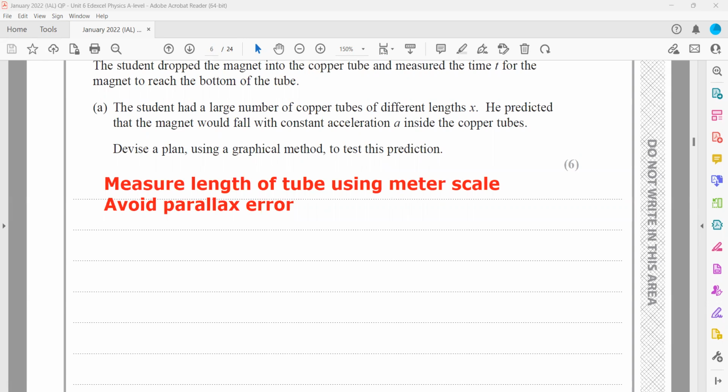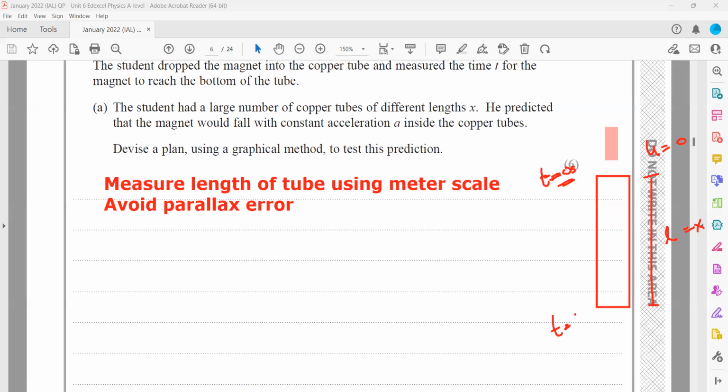Then, because we want to find a relation showing that the acceleration is constant: if a magnet is dropped from a certain height, what is the initial speed of the magnet? The initial speed is 0. The distance covered by the magnet is equal to the length of the tube. You can say L, or X, the length of the tube. They mention X, that's why we are saying X. The moment we drop the magnet, we start the timer, that is time 0, and the moment we see the magnet coming out from the bottom, that is the time t in seconds.